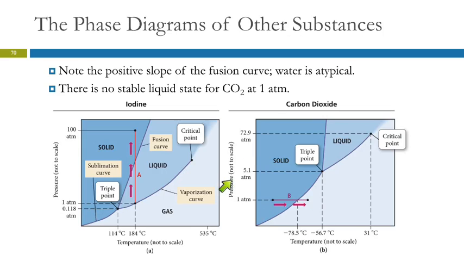Interesting thing for CO2, the critical point is 72 atmospheres. The triple point here is at 5 atmospheres. That is crazy high pressure. The liquid state of carbon dioxide only exists at pressures of 5.1 atmospheres or higher. You cannot get liquid CO2 at atmospheric pressure. It just doesn't happen. And that's why at atmospheric pressure, we only see sublimation. We see it go directly from the solid to the gas state.